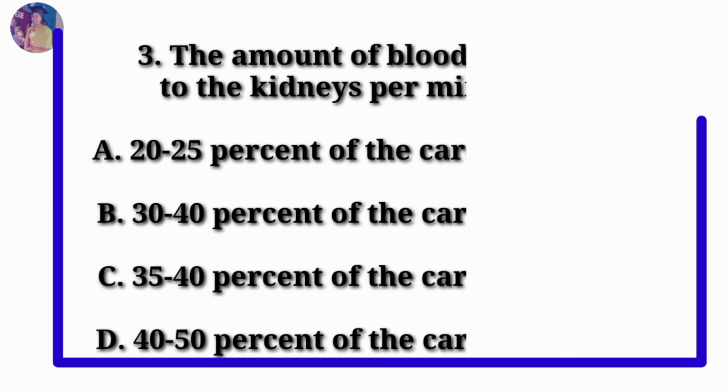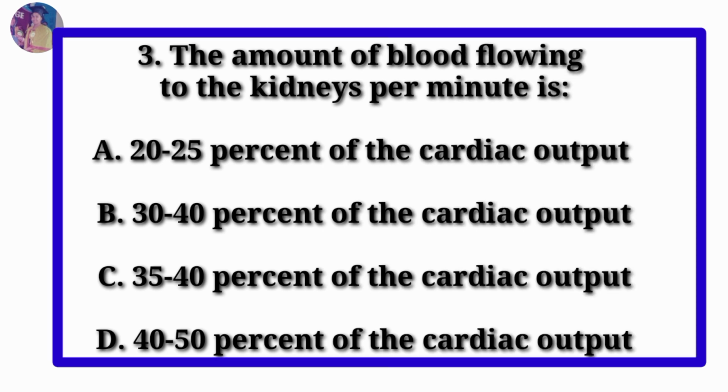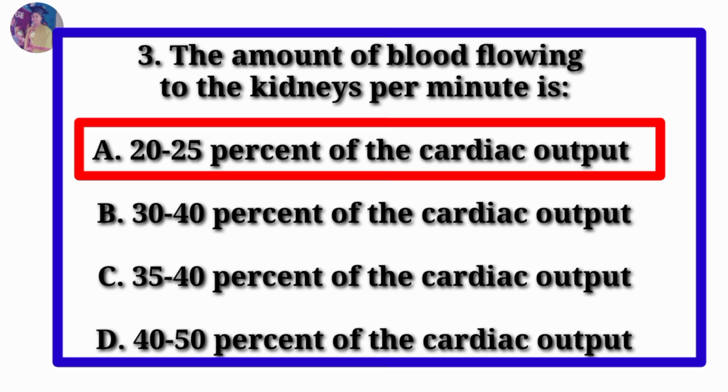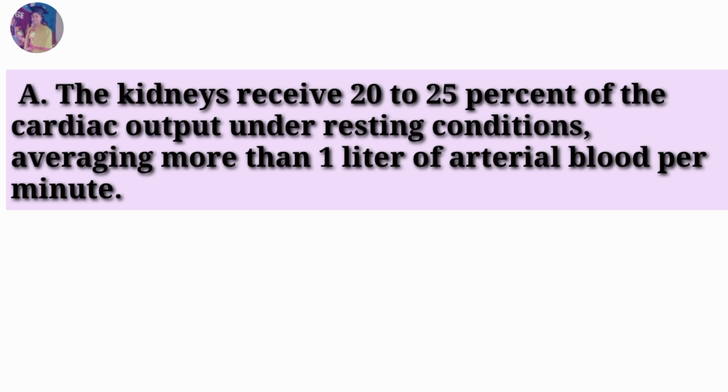Question number 3. The amount of blood flowing to the kidneys per minute is: option A, 20 to 25% of the cardiac output; option B, 30 to 40% of the cardiac output; option C, 35 to 40% of the cardiac output; option D, 40 to 50% of the cardiac output. Answer option A, 20 to 25% of the cardiac output. Rationale: the kidneys receive 20 to 25% of the cardiac output under resting conditions, averaging more than 1 liter of arterial blood per minute.